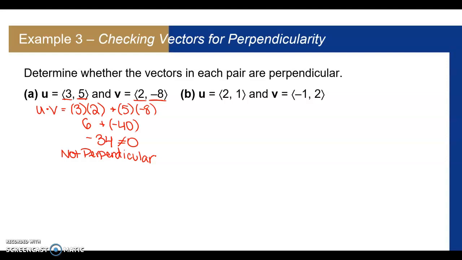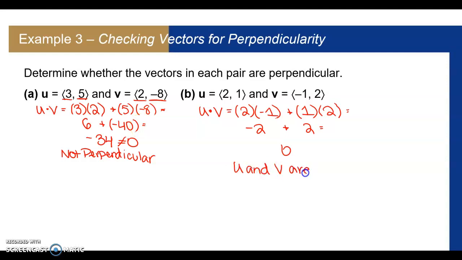So if we look at the next one for B, right, we'll do the same thing if we want to decide if these two vectors are perpendicular or not. We're going to do the dot product of u and v again. Take my horizontal components, 2 times negative 1. All right, and then find the product of my vertical components, 1 times 2. I end up with negative 2 plus 2, which does equal 0. All right, and so because when I took the dot product, it equals 0, these two vectors, u and v, are perpendicular.